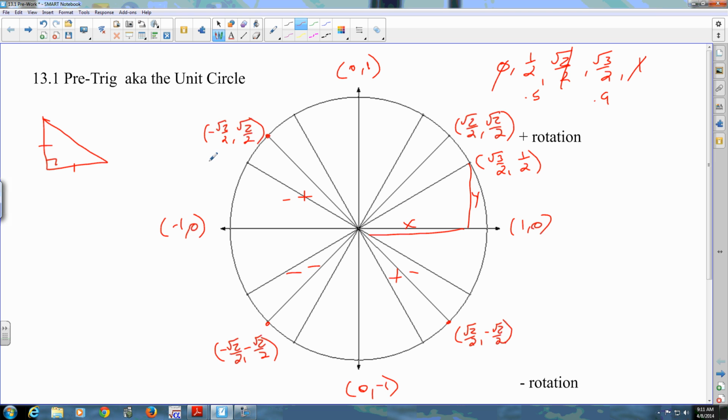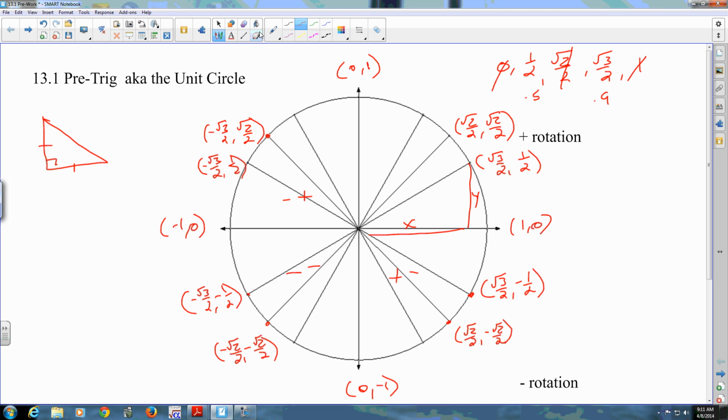And now push it around. So this is going to be negative square root of 3 over 2, positive a half. Down here, they're both negative, so negative square root of 3 over 2, negative a half. Push it over here, this one's going to be positive square root of 3 over 2, negative a half.